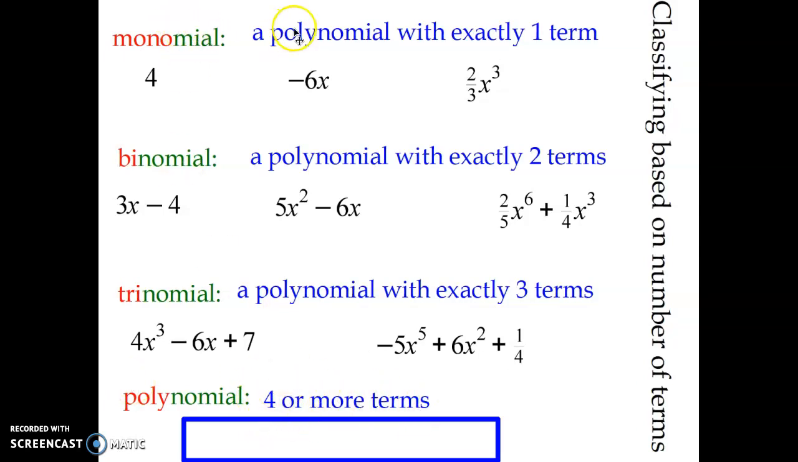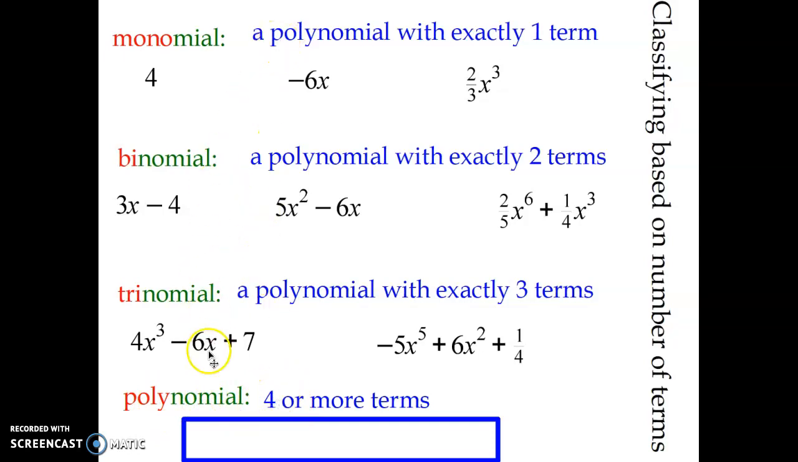Now, one thing I want you to notice, all of these words are polynomials. A monomial is a polynomial. It's just that a monomial is a special polynomial. It only has one term. Same thing with a binomial. A binomial is a polynomial. It's just a special polynomial because it has exactly 2 terms. So I don't want you to think that it's not a polynomial until it has 4 terms.